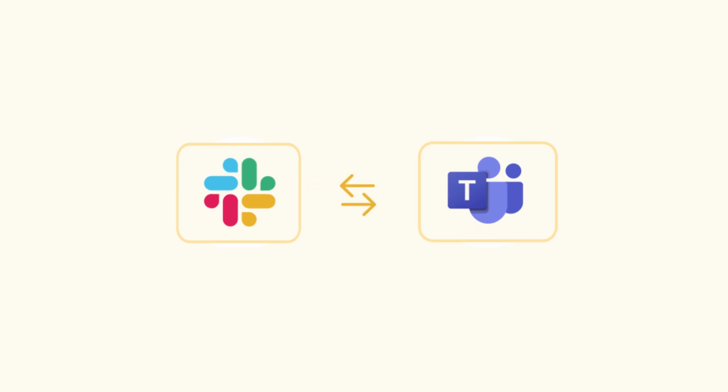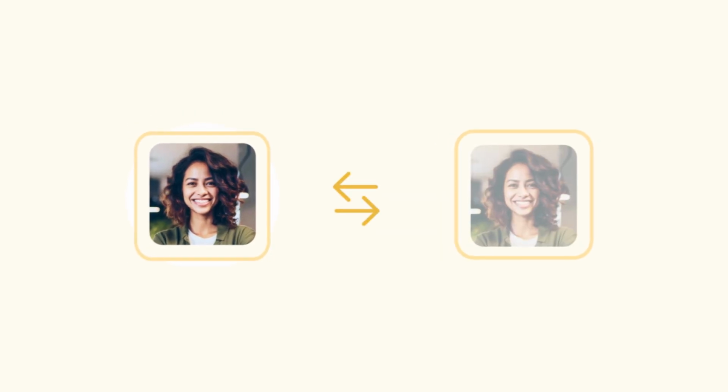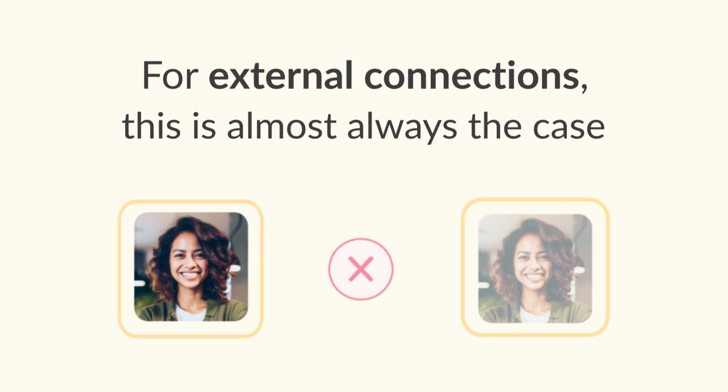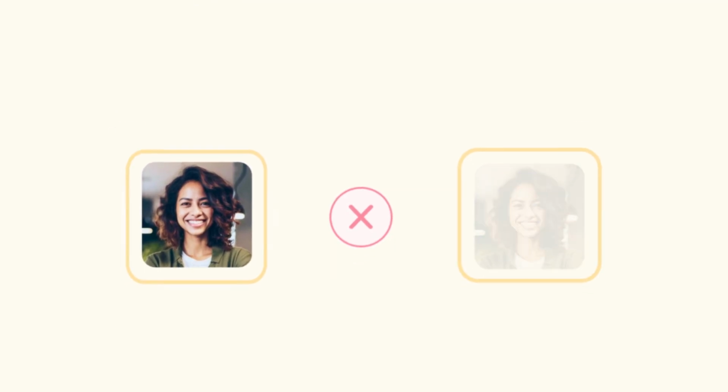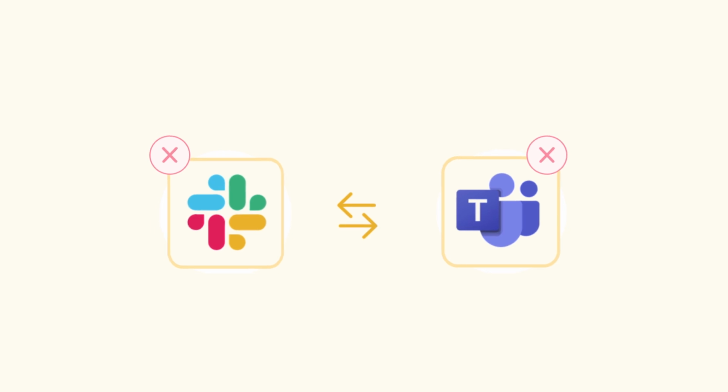Here's why it matters. When Conclude syncs messages, sometimes a user's credentials don't exist on both sides. For external connections, this is almost always the case. And even with connections inside your organization, not everyone will be signed in on both Slack and Teams.